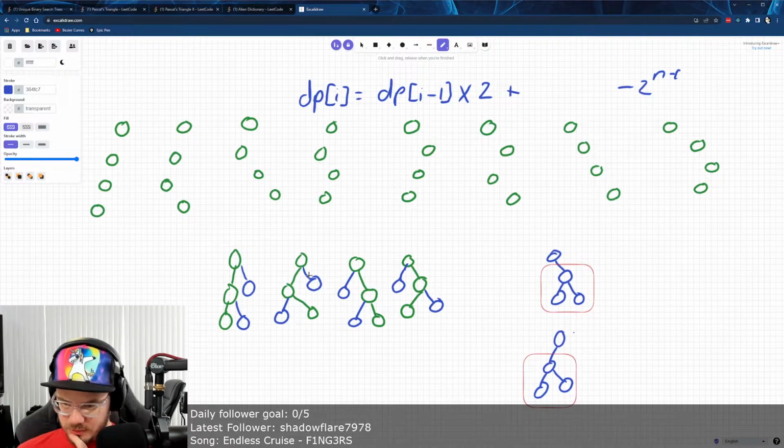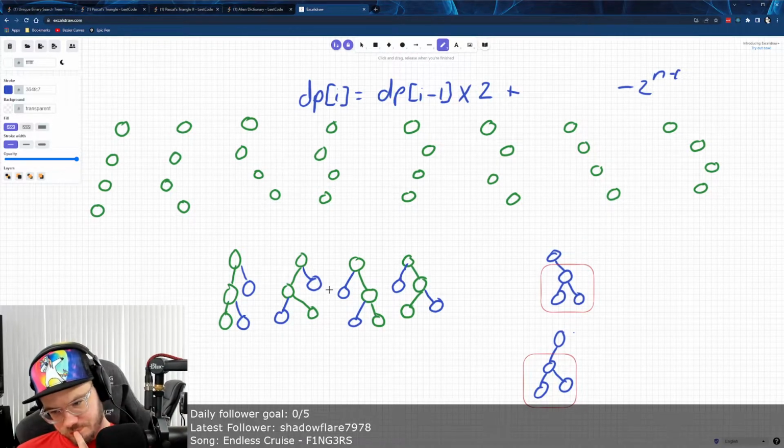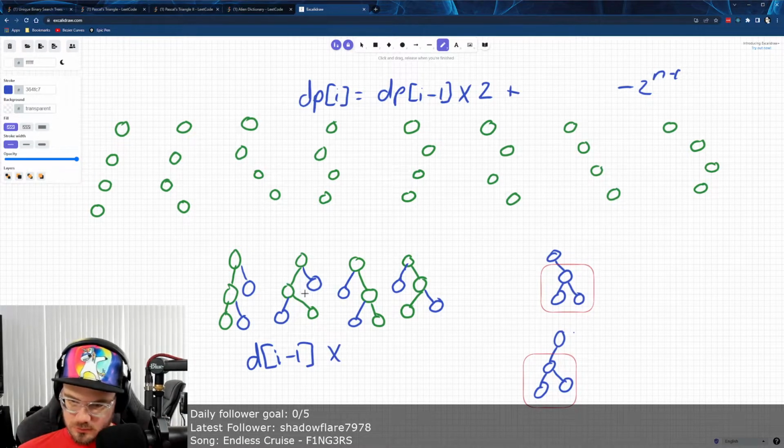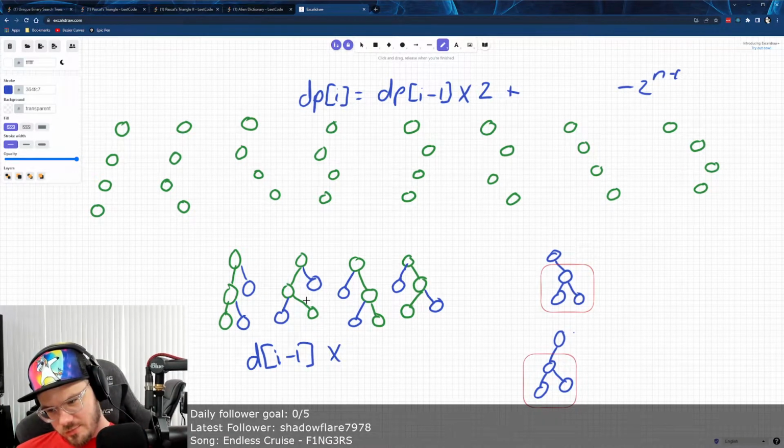The number of possibilities specifically is going to be dp of I minus 1 for all of these, but then times the number of non-leaf nodes that have available edges. How do we even figure that out?